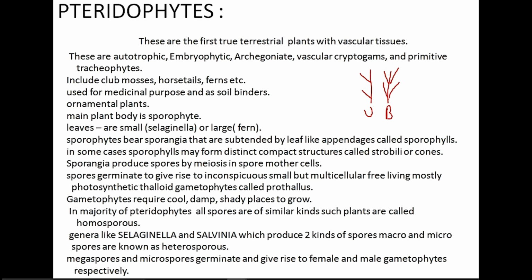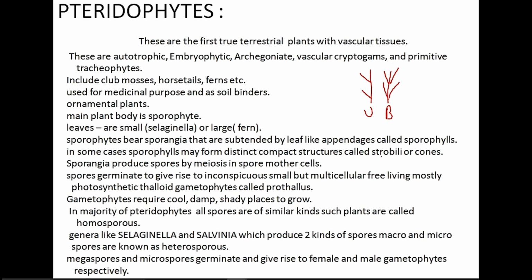they produce two kinds of spores, known as macro and microspores, and they are known as heterosporous because they do not produce a similar kind of spores. As it provides two kinds of spores, it is known as heterosporous. In some cases the sporophylls may form distinct compact structures called strobili or cones. The examples are Selaginella and Equisetum.